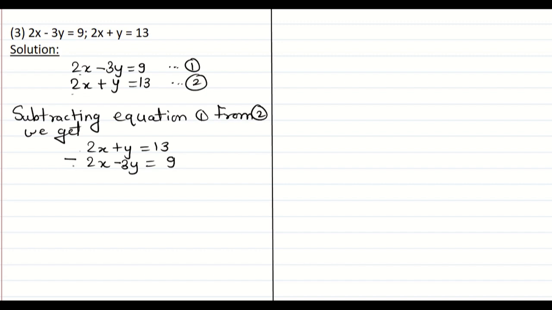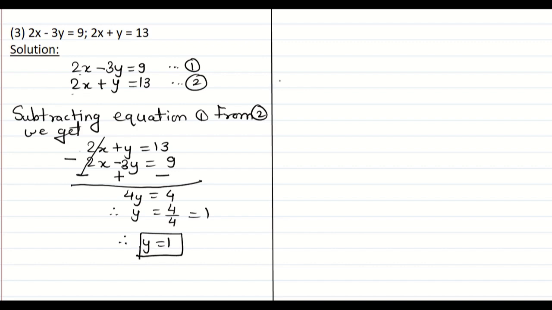Since it is a subtraction, all the signs of equation number 2 will get changed. This plus will become minus, minus will become plus, this plus will become minus. Now, this plus 2x and minus 2x will get cancelled. 1y plus 3y is 4y equals 13 minus 9, which is 4. Hence, this 4 will get shifted to the other side, so we are left with 4 by 4, that is y. So your value of y is 1.